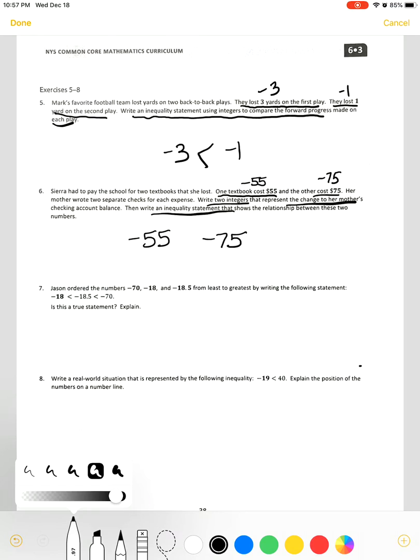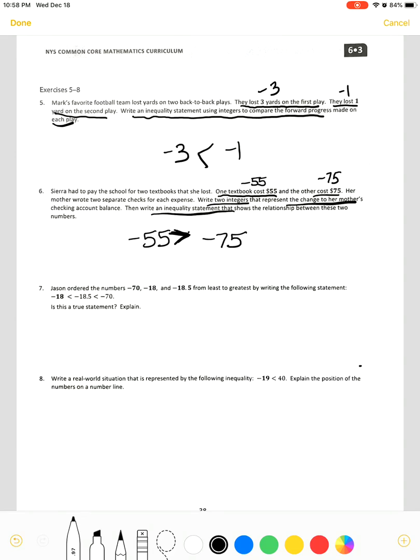Okay, try that again. All right, -55 is going to be to the right of -75. So -75 is greater than... -55 is greater than -75. I hope I just said that right. So negative 55 is greater than negative 75 because negative 75 is to the left of negative 55. It is definitely more debt than negative 55.